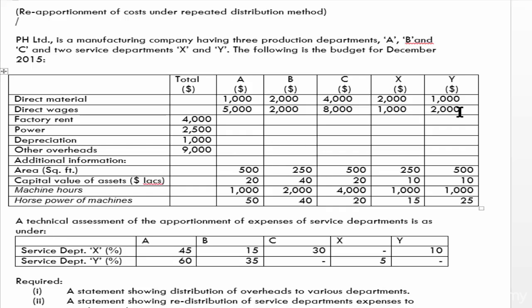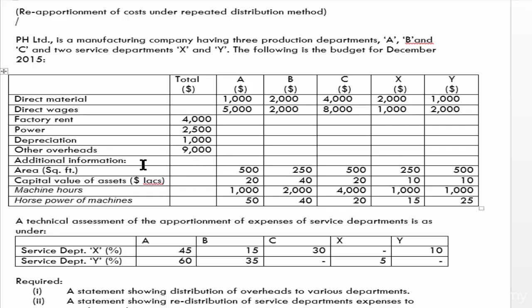So what is a matter of concern is the expenses which are incurred in common and which have to be apportioned. Look here, you have factory expenses incurred for all the five departments for $4,000, power expenses for all the five departments for $2,500, depreciation $1,000 for five departments, and other overheads. So the question is how these expenses have to be apportioned between these five departments.